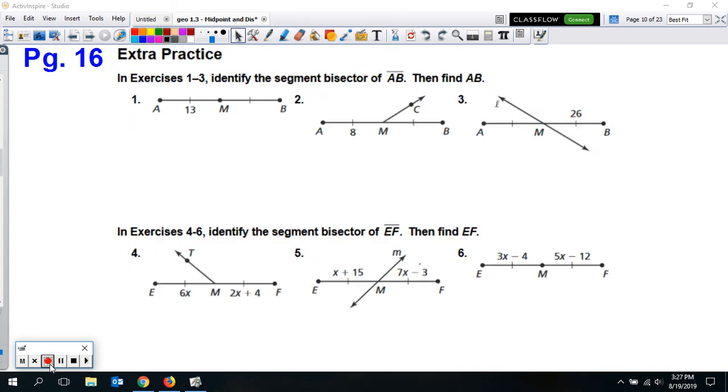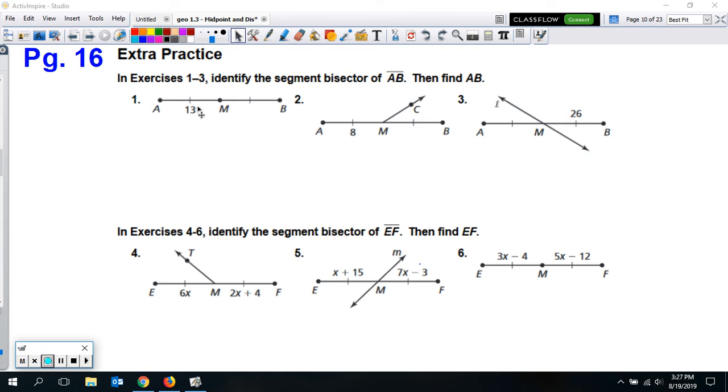Okay, so on page 16, we're going to begin our extra practice, 1 through 3 here. It says, identify the segment bisector of segment AB, then find AB. So that means we want to find the length of the segment. When it says find AB, how long is it? And that would be a number.